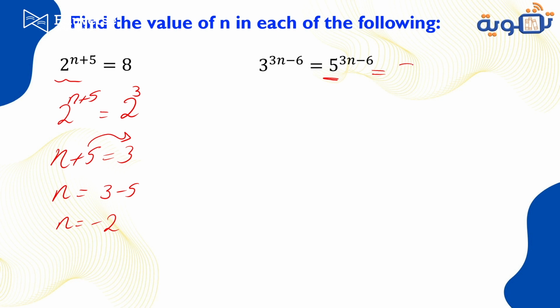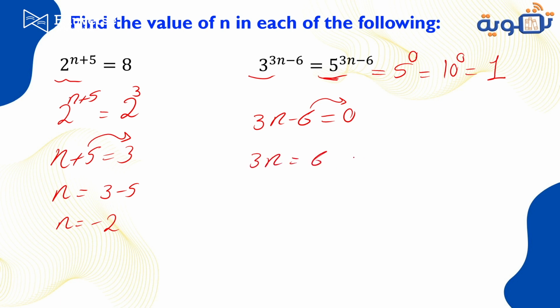It's only when the number is raised to the power 0. Any number raised to the power 0 finally equals 1. So now I know that since 3 and 5 are not equal, the power here should be equal to 0. Get the 6 outside, just a normal equation now. 3n will be 6. Divide by 3, because I need n alone with nothing beside it. 6 divided by 3 equals 2, and this is the value of n here.